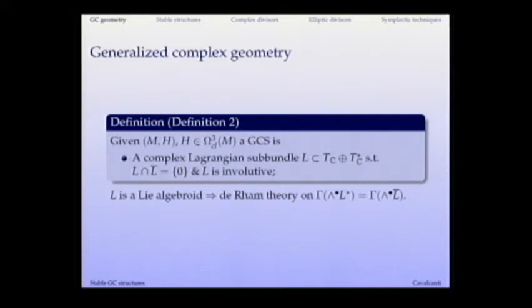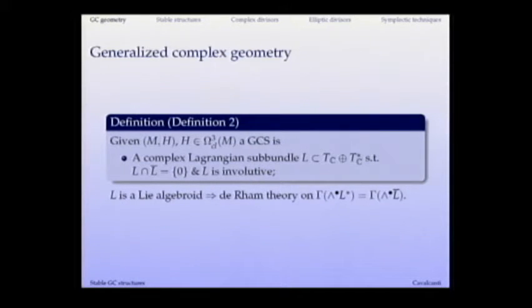In our case, because of this condition, we can also identify the dual space with the complex conjugate, because the pairing is non-degenerate. So I get automatically that this guy here has a differential on it and a corresponding cohomology theory. Okay? So that's the first thing.